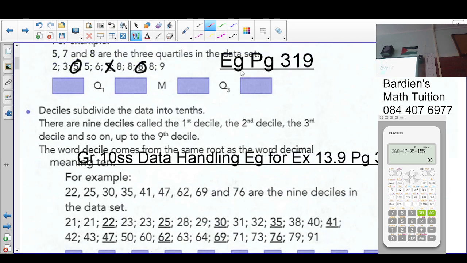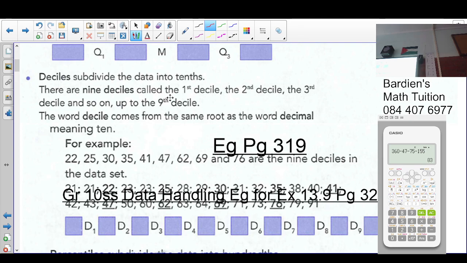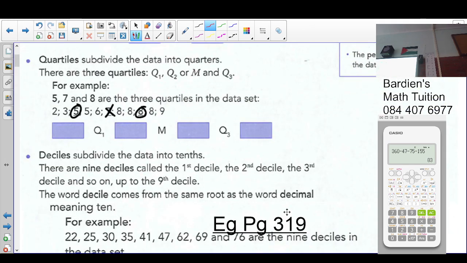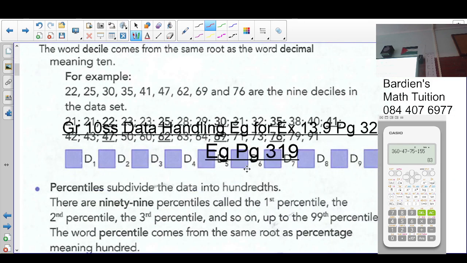Okay, so deciles. A decile subdivides the data into tens. That's what I said earlier on. There are 9 deciles, called first decile, second decile, third decile, and so on up to the 9th decile. The last value, or the 10th decile, is 100% of the data, which is the maximum value. That is why for your quartiles, quartile 4 is actually your maximum value, and that is why they don't mention quartile 4. It's 100% of the data, or the maximum value.